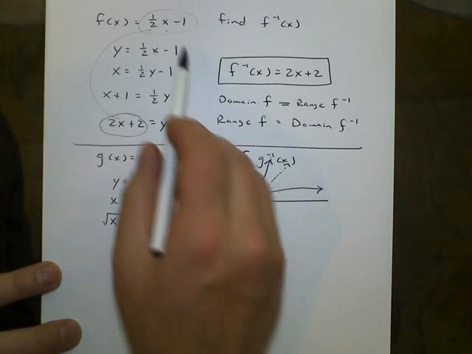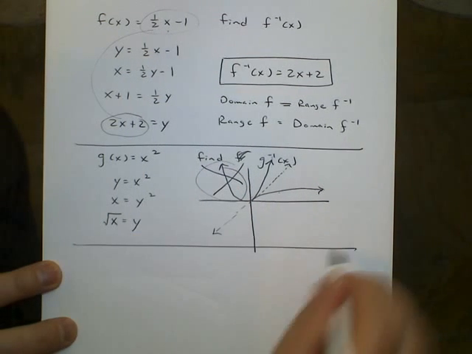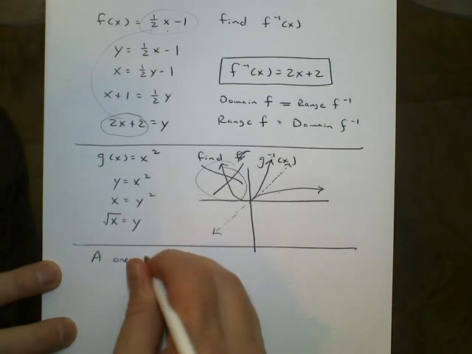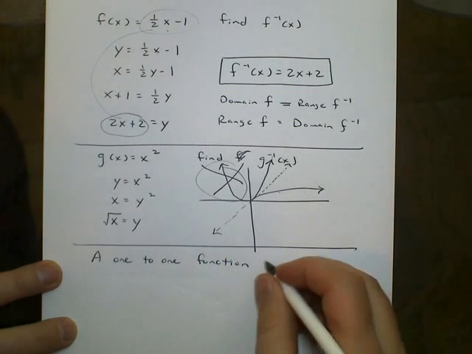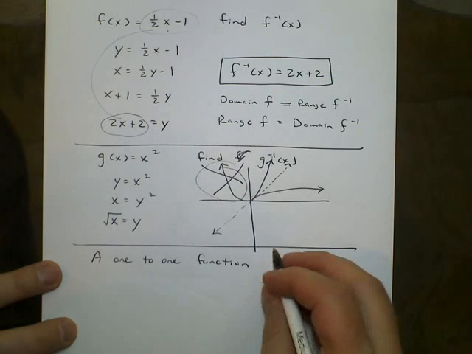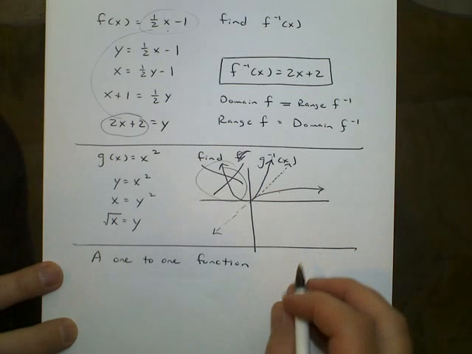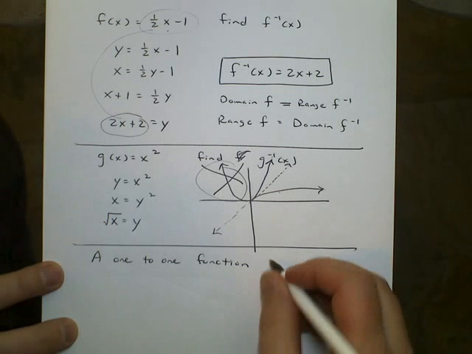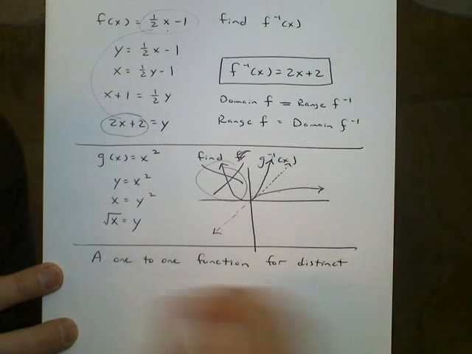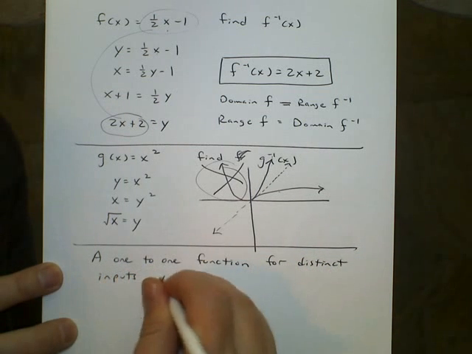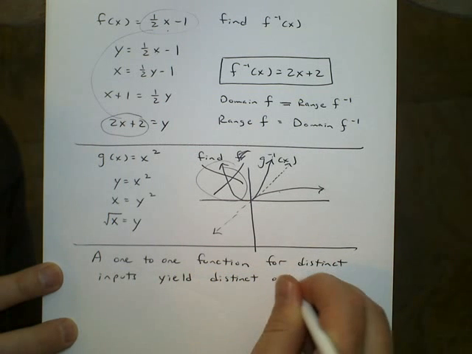So sometimes their functions and their inverses have limited domains and ranges. A function like the top one is called a one-to-one function. The bottom one is not. A one-to-one function is a function if distinct inputs yield distinct outputs.